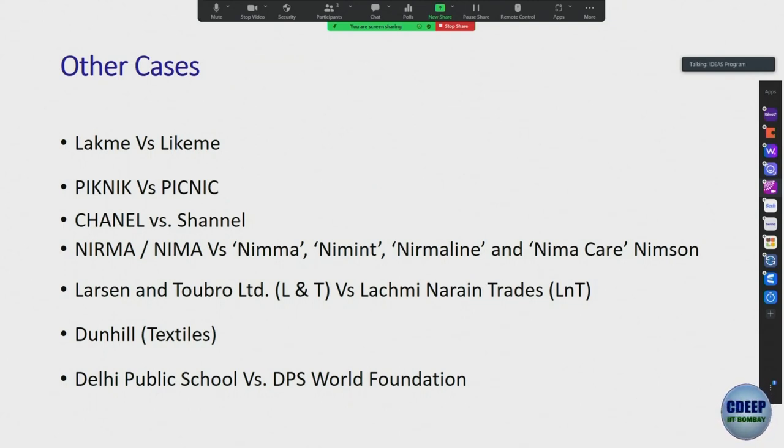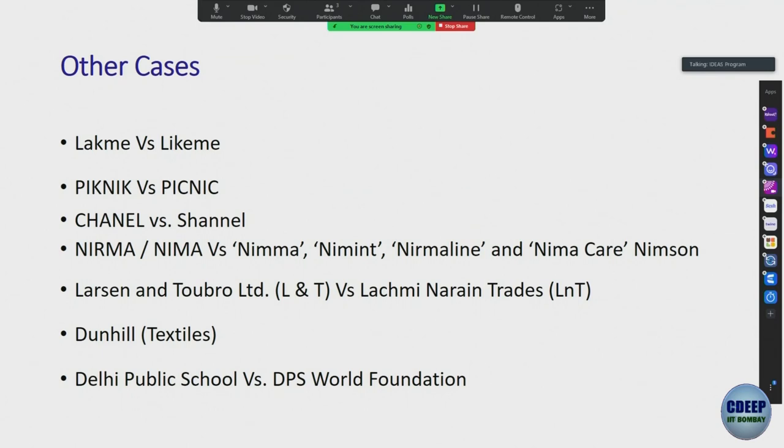Latest, all of you are aware of Delhi Public Schools, your school, DPS schools everywhere. Now there is a management team fighting. The people who are fighting are not really in the driver's seat. They are active in the alumni association. So, they start the DPS World Foundation and start opening schools under the DPS World Foundation. Now, both are using the word DPS.